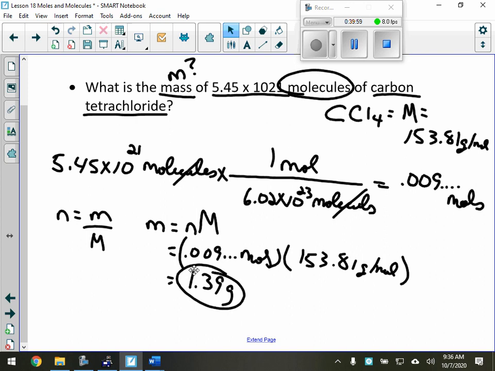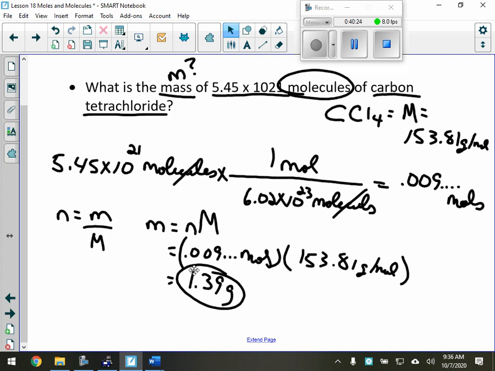Okay. Did you guys get 153.81 for the molar mass there? Is that right? Okay. So we should end up with about 1.39 grams, yes? Is that okay? Questions, anyone? I didn't give you really time to do that, but I thought you were working and I'll work and see if we get the same spot here.